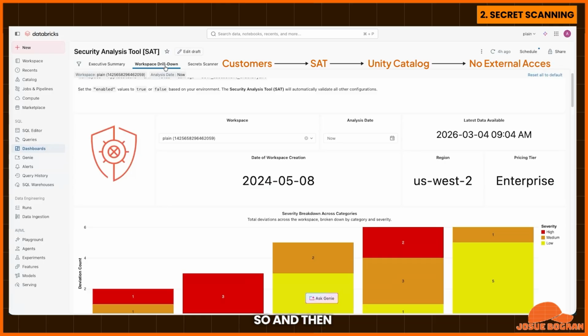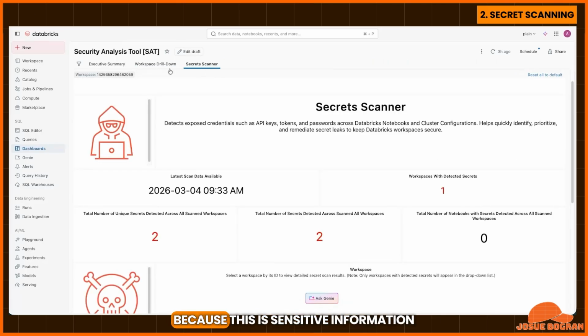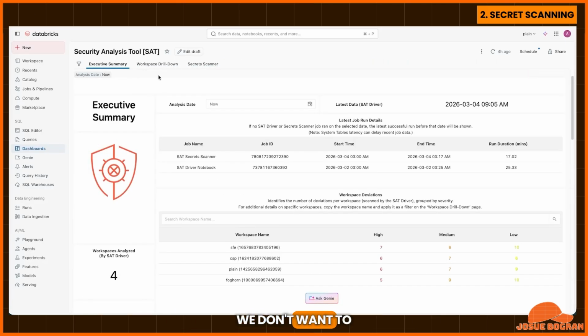And this is available to the people who actually should be looking at this, not everybody in the company. I just want to underscore that, because this is sensitive information. We don't want to get that to the Databricks side of anything. It's all in the customer environment.